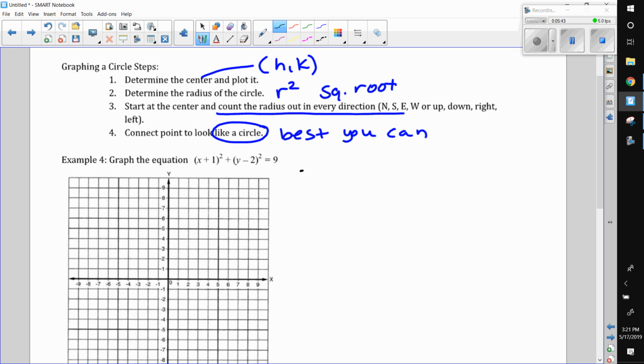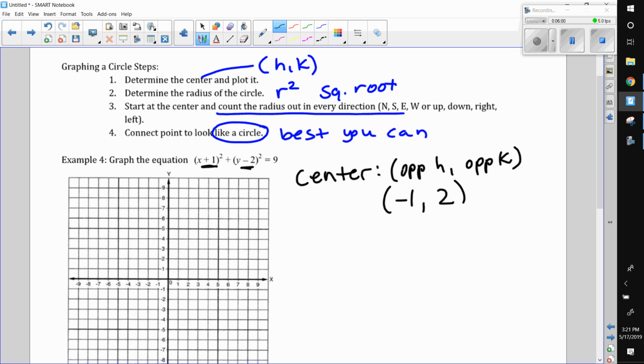So the first thing I want to figure out is my center. Okay, I've got a +1 here. It's always the opposite. So it's going to be your opposite h and opposite k of what you have. So that's going to be -1 and +2. And then r squared equals 9, which means that r is going to equal 3. I took the square root here.